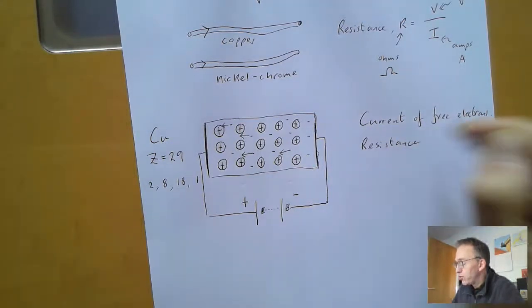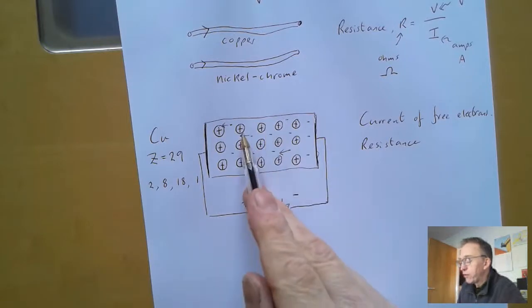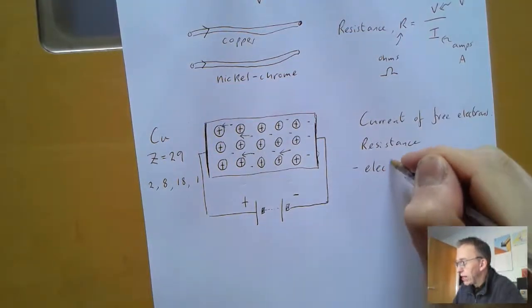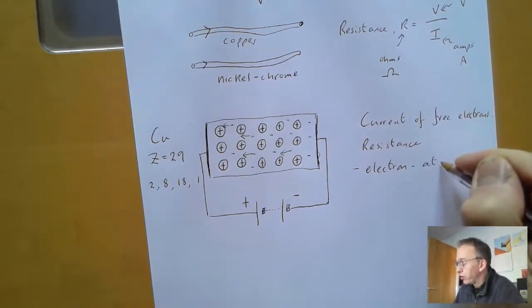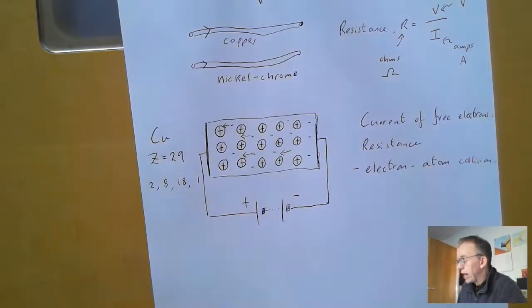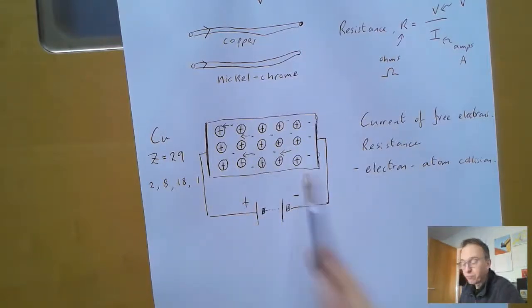Resistance is due to the collision of free electrons in the metal with the fixed atoms or ions of the metal. So we have electron-atom or electron-ion collisions, and that's what limits the flow of current, and therefore that's what gives the metal its resistance. If there were no collisions, then the current could flow without limit and there would be no resistance.